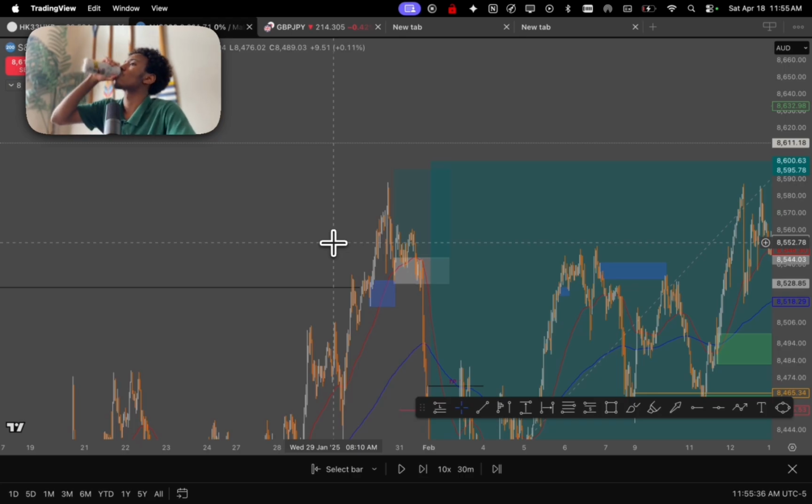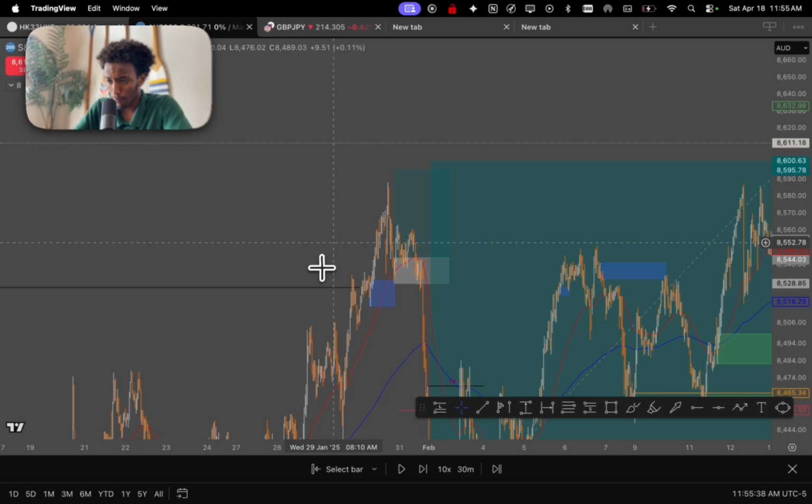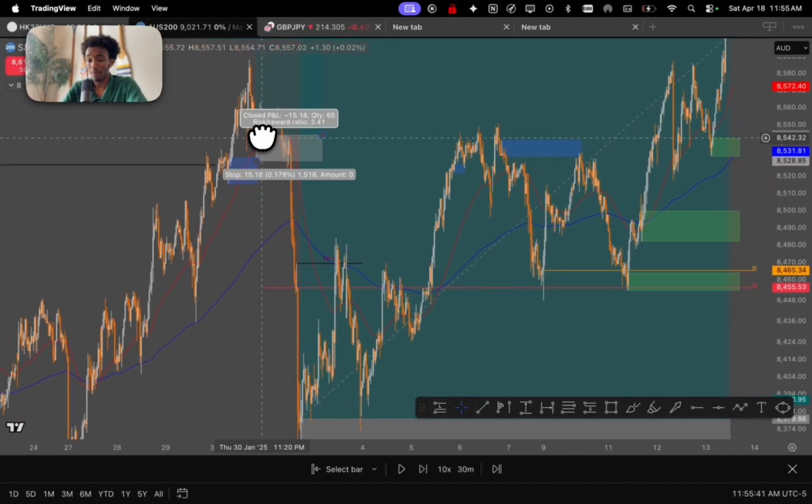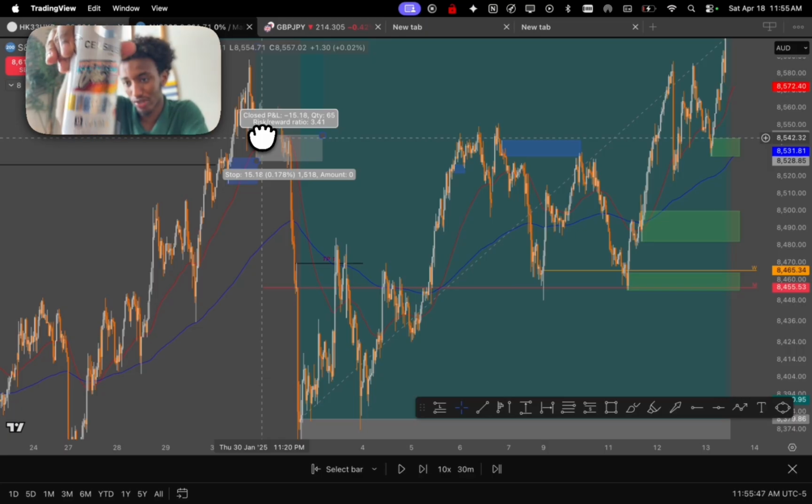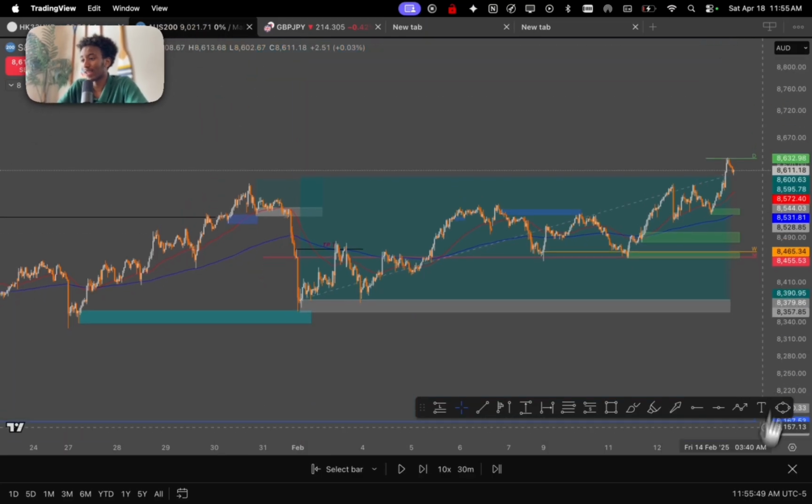So that's one thing right there. We'll drink Celsius. You see this? I don't know if y'all can see it, but we'll drink Celsius right there. We'll drink Celsius, bro. Not a lot. But damn.